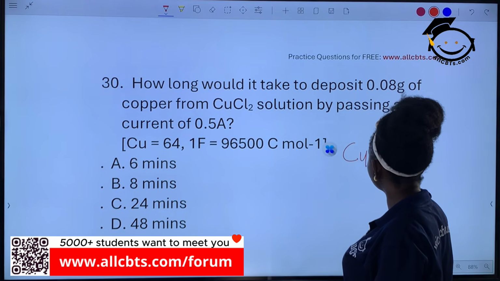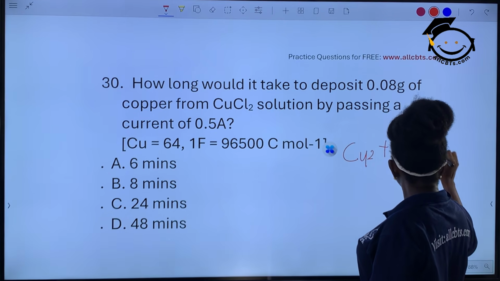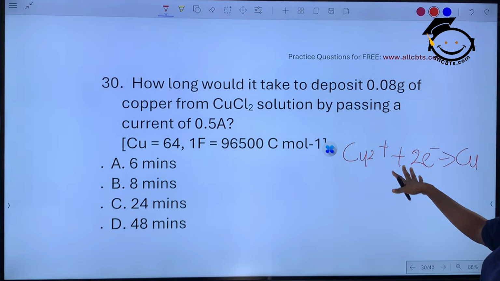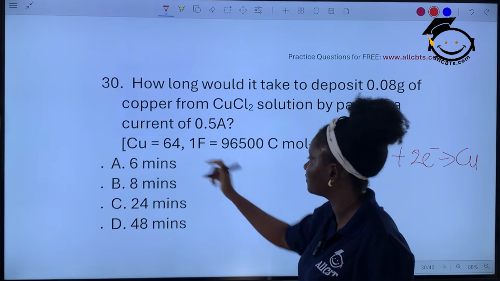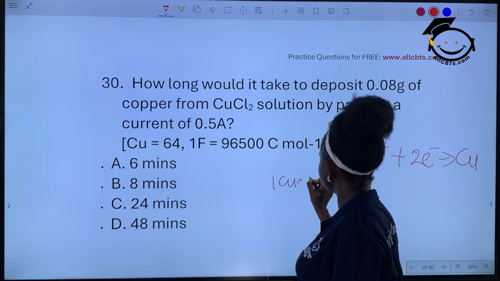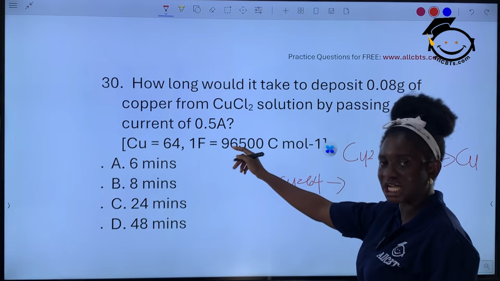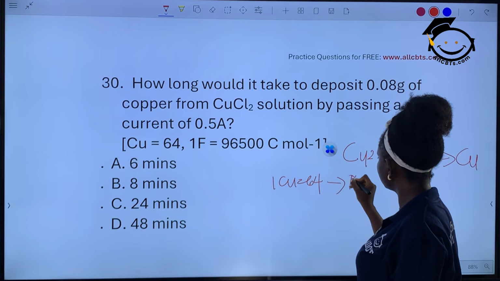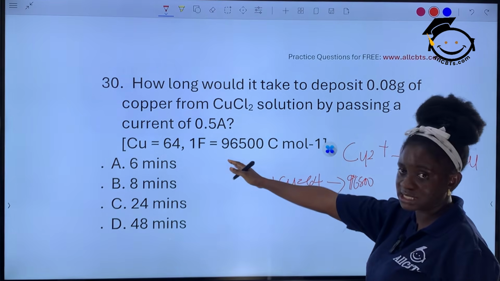Let's start with this equation. This is what we have for the copper. Looking at the parameters, we have 1 Cu, which is 64. We give this charge 1 Faraday. That's 96,500. That's what was given.